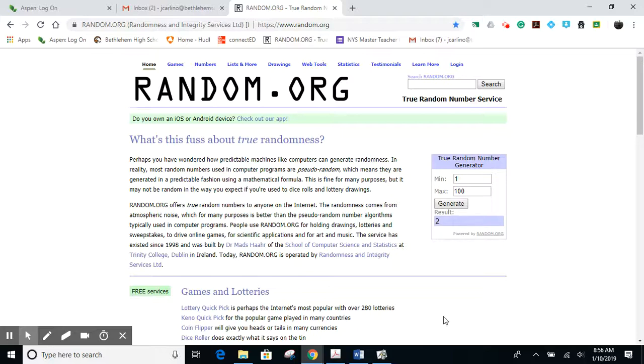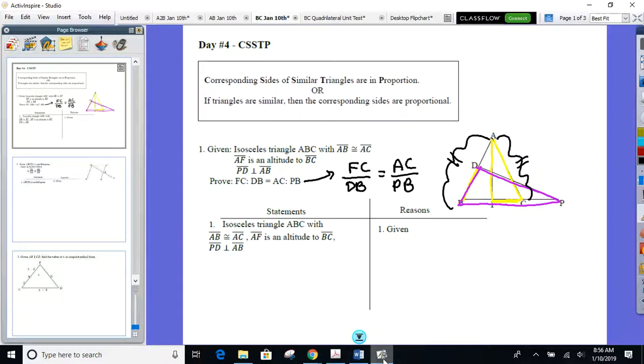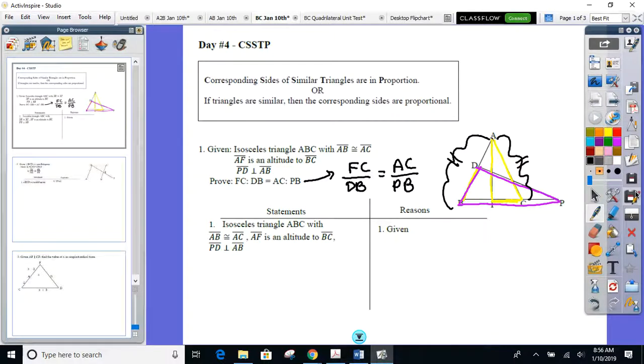Two, look at that. 1 out of 100, 2 comes up. Any angles that you can identify in either triangles.